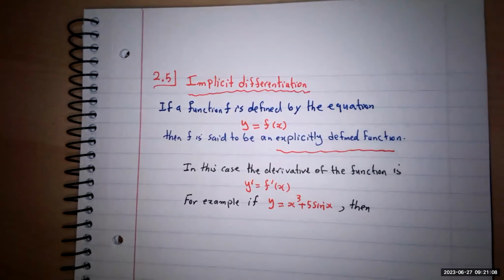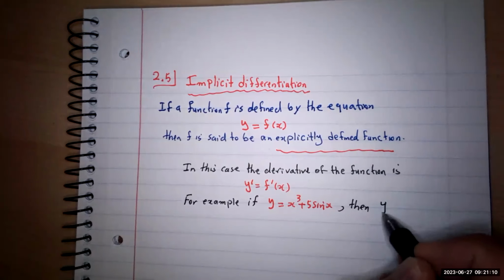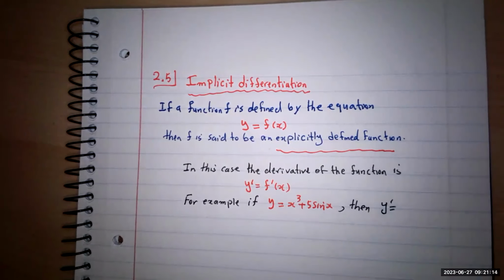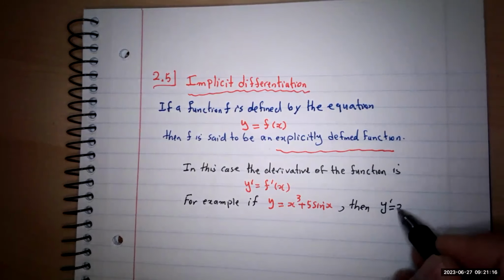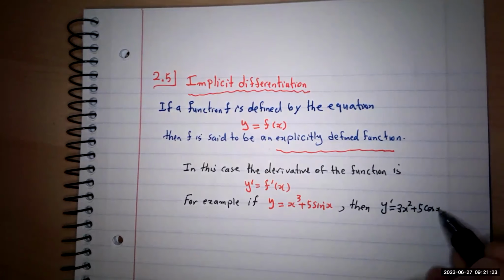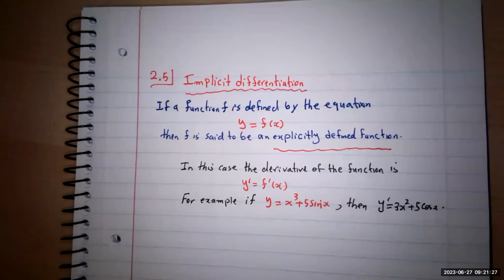We simply differentiate. So y prime would be, for the first one, just the power rule: x cubed gives 3x squared, plus 5 times the derivative of sine, which is 5 cosine of x. Okay, so we're done. That's what we've been doing so far. Any question? So that's explicitly defined.